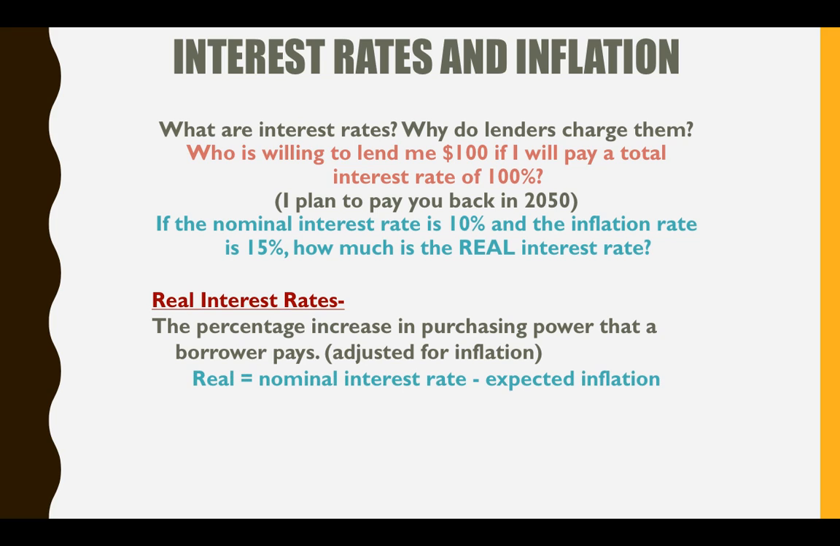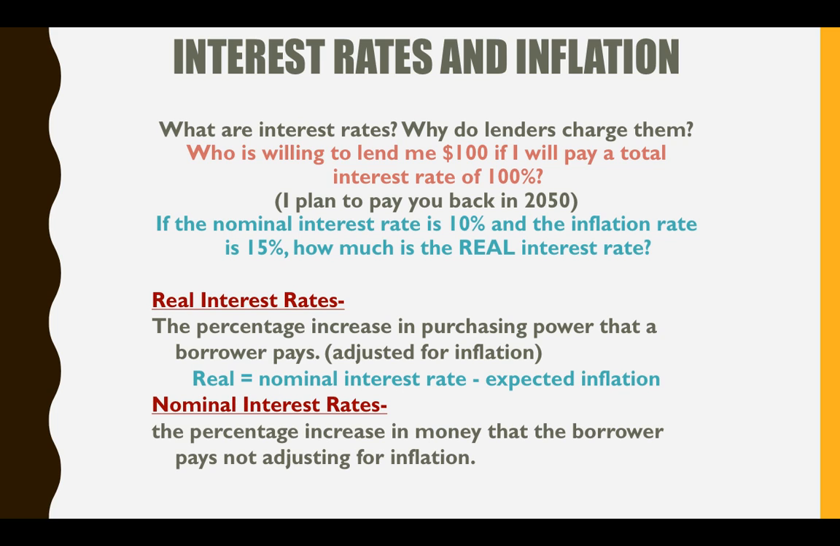And then there's the equation: real equals nominal minus inflation. And then we have the nominal interest rate. This is the percentage increase in money that the borrower pays when you don't adjust for inflation, okay? And the formula here is real interest rate plus inflation, okay? And that will get you the nominal interest rate. And we'll talk a little bit about this later on.